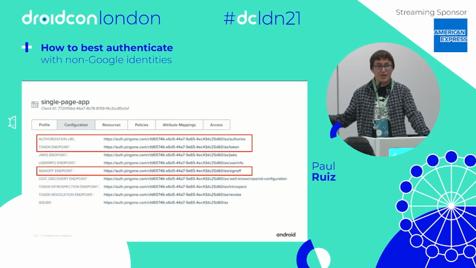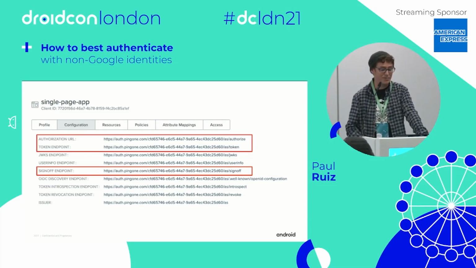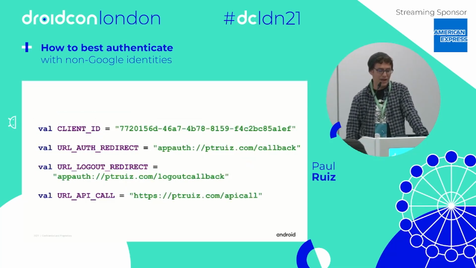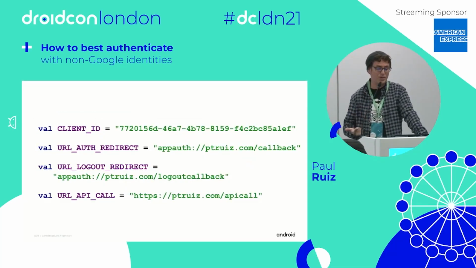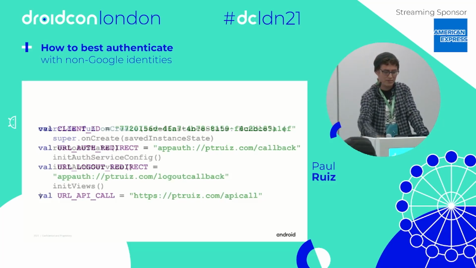And then you might also recognize some of these URLs from a few slides ago when we were setting up the identity provider. Where these URLs come from is going to depend on your identity provider, but it should all be relatively standardized. And then we're also going to need to save our client ID, our redirect URLs, and then for this example, an API URL that we would call once authentication is complete. I think I just made up one, but yeah.